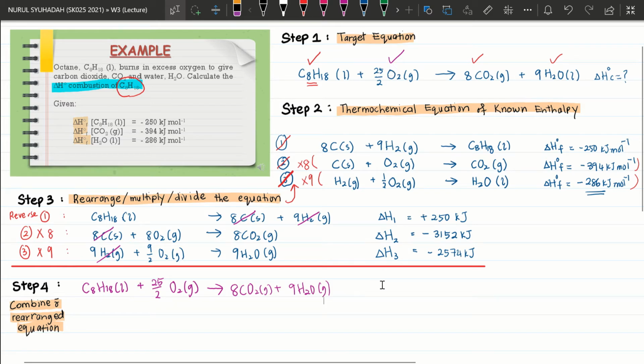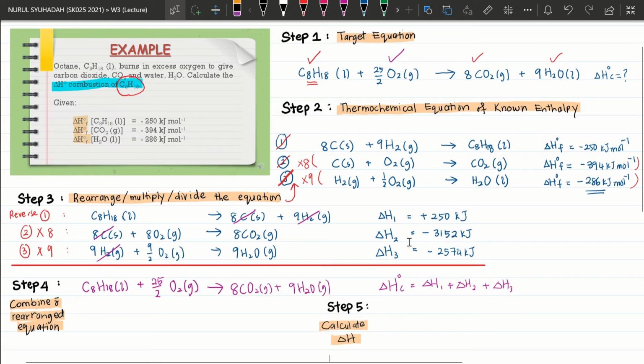So for here, we will have our delta H combustion, delta H not combustion. How do we get the numbers? It will be simply delta H1 plus delta H2 plus delta H3, provided you make sure that when you are doing step 3, you already change all the numbers accordingly to what you did on this part. Okay, now let's move on with step number 5.